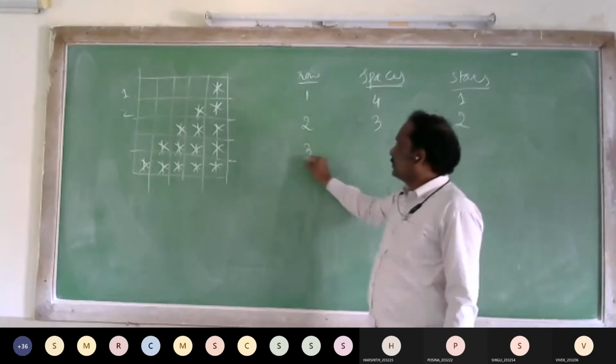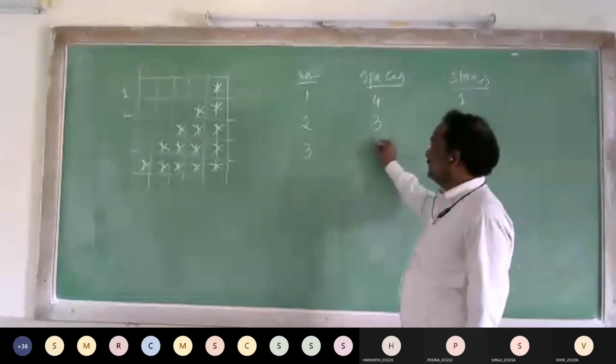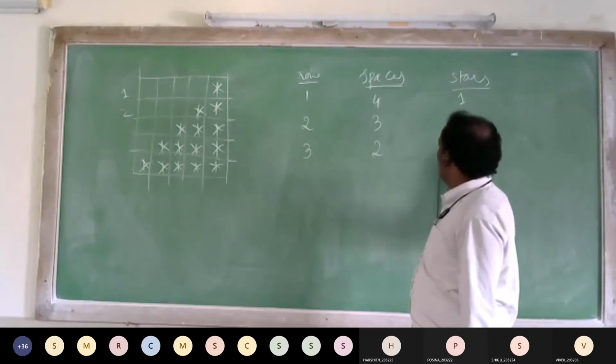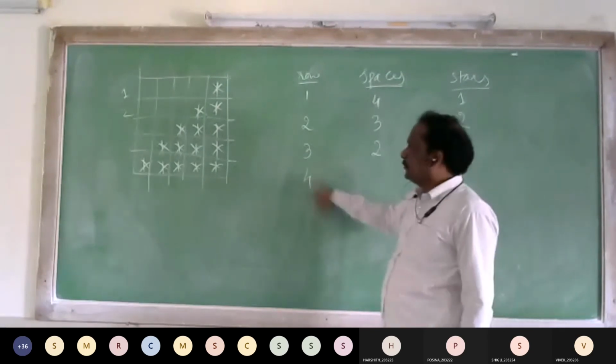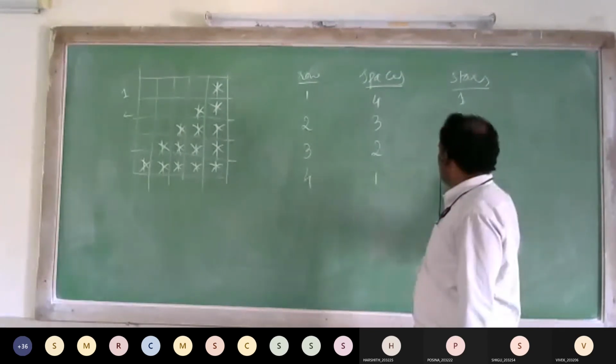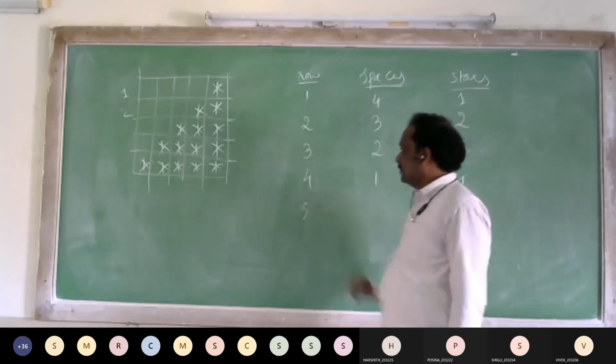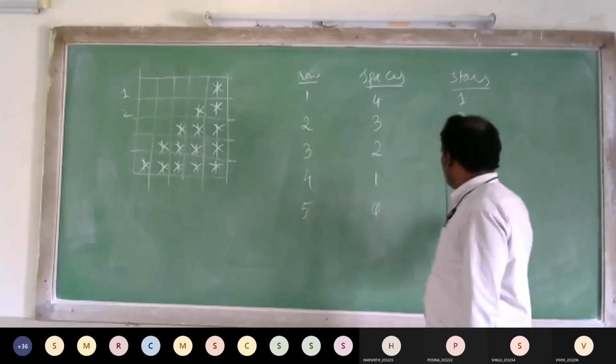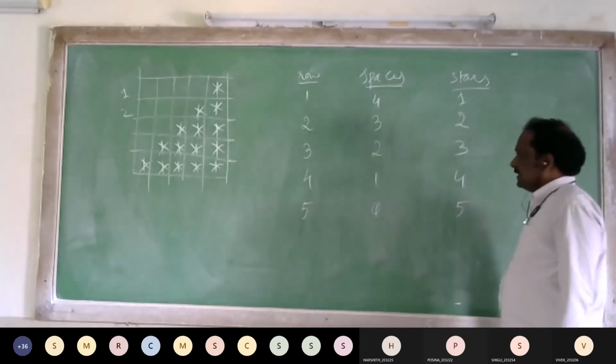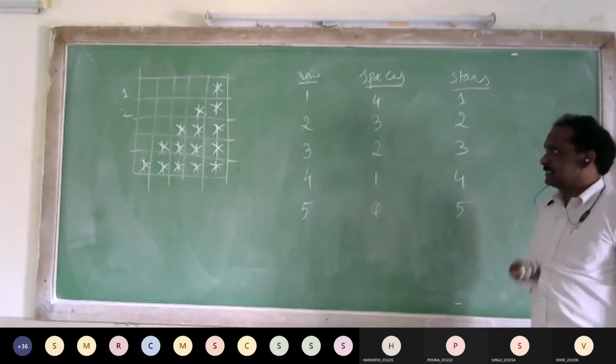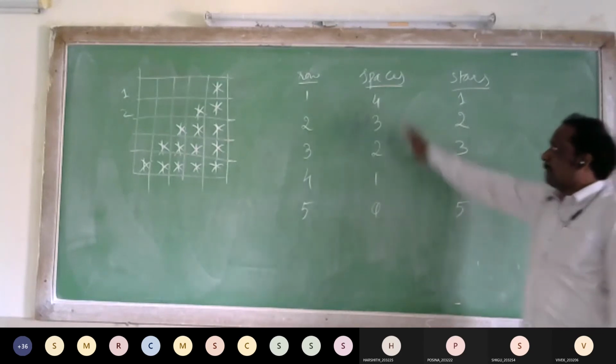2 stars. In row 3, 2 spaces. How many stars? 3 stars. In row 4, 1 space. How many stars? 4 stars. In row 5, how many spaces? 0 spaces. How many stars? 5 stars. Now, spaces. How many spaces do we need to print?